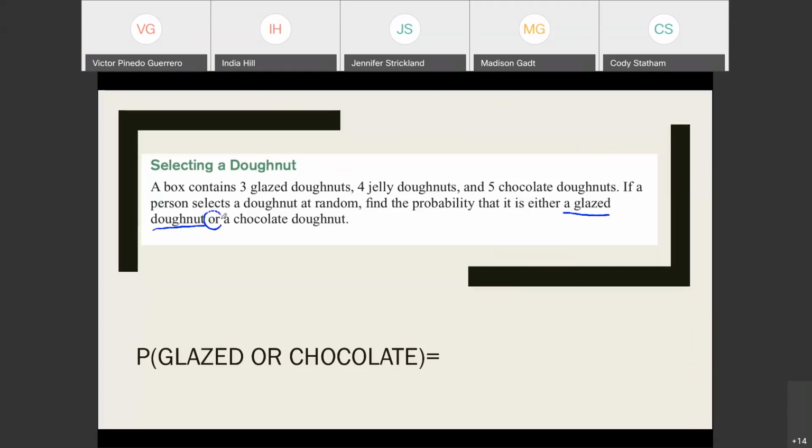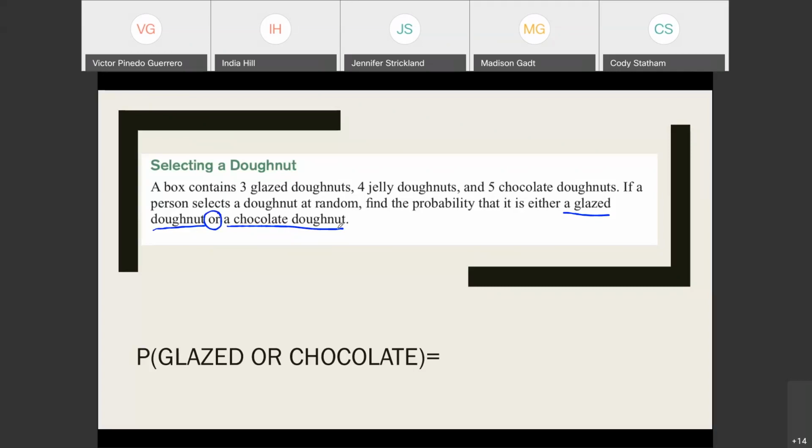or a chocolate donut. Okay. So I noticed that I have the word or in the question, and it separates two possibilities, right? So I know that I've got two formulas to choose from here, depending on whether or not they're mutually exclusive. So in this particular box of donuts, is there any overlap between the glazed donuts and the chocolate donuts?